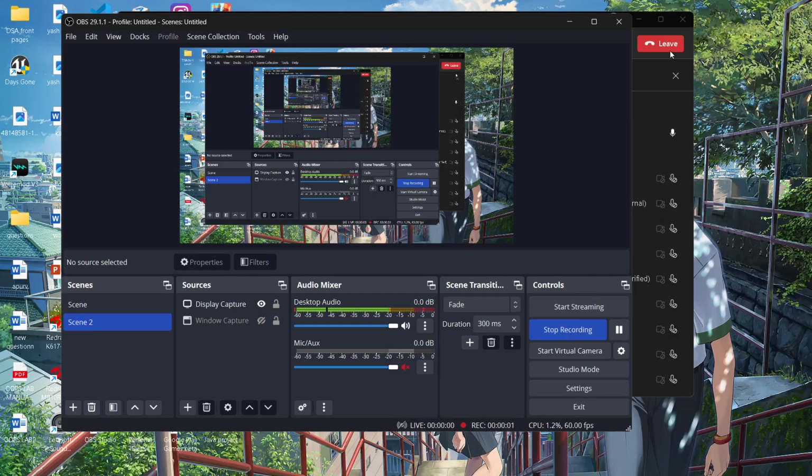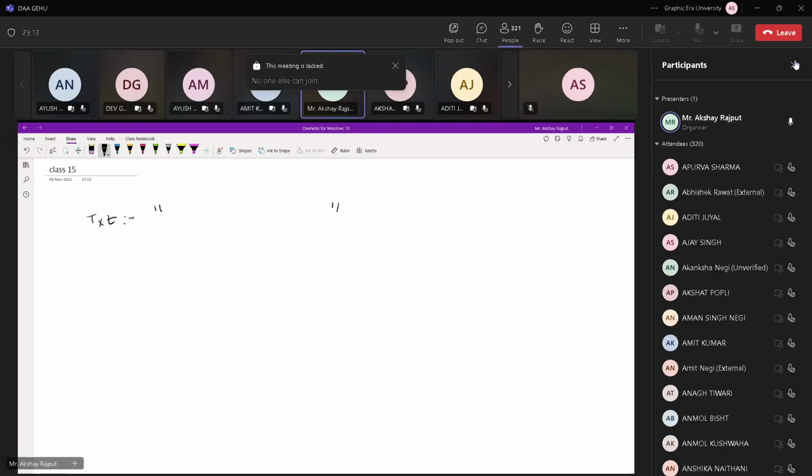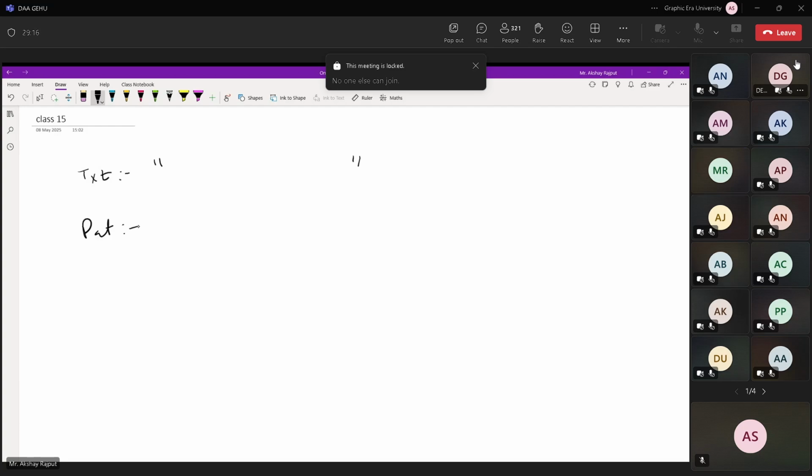I have a text and I have a pattern. Let's say the pattern is A B A C. Okay, and here we have a text of A B A B C B A. Let's say this is the text in which we have to search the pattern.